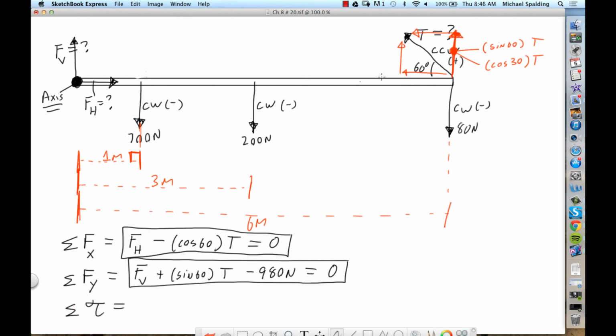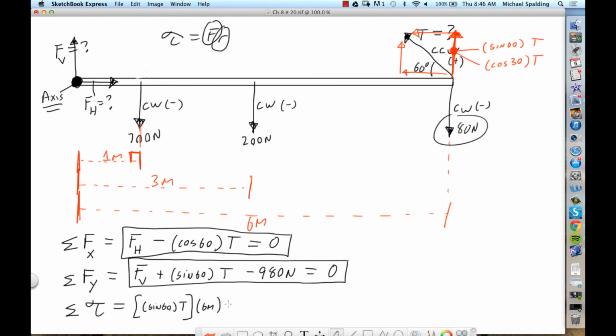Okay, so summing the torques up. We're going to start with T. So the torque equation, torque equals force times distance. They got to be perpendicular. So starting with T, we're going to go sine 60 T multiplied by 6 meters. So all I did is I'm going force times distance, and I made them perpendicular. Right?